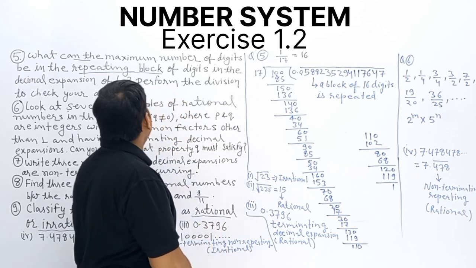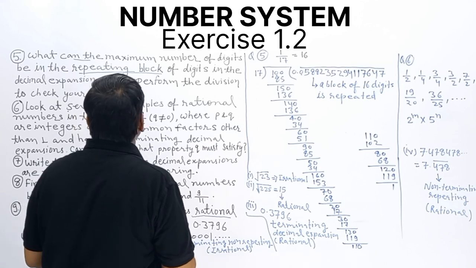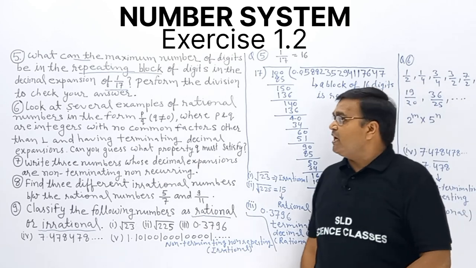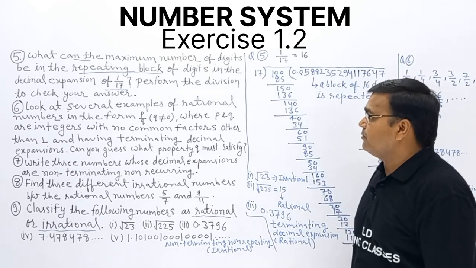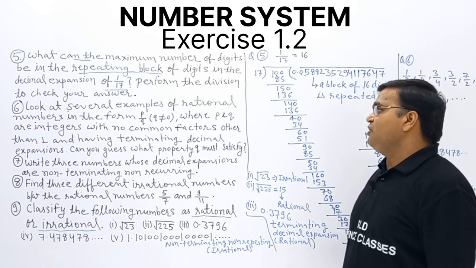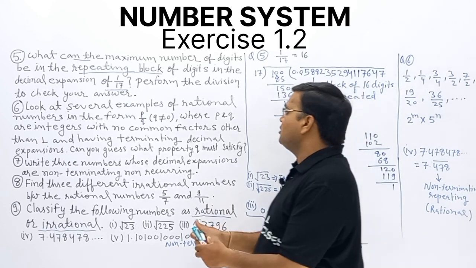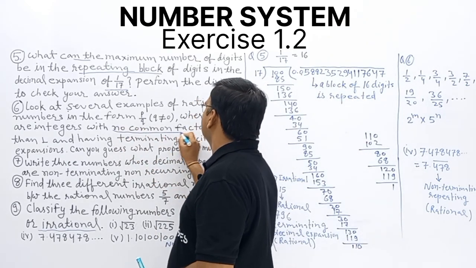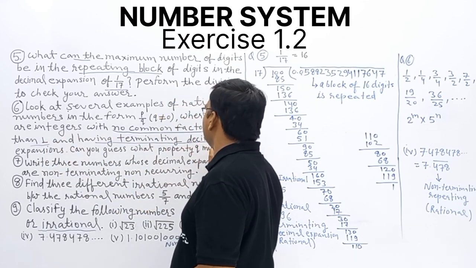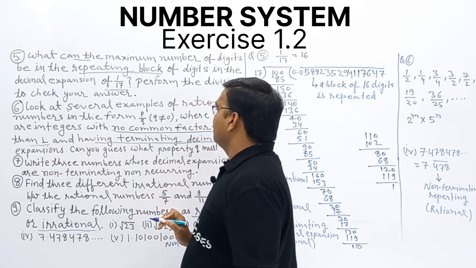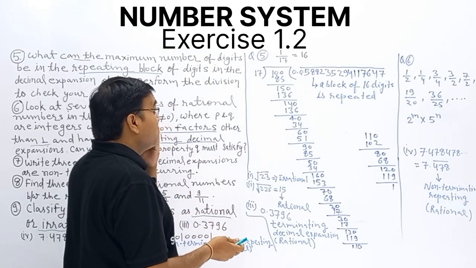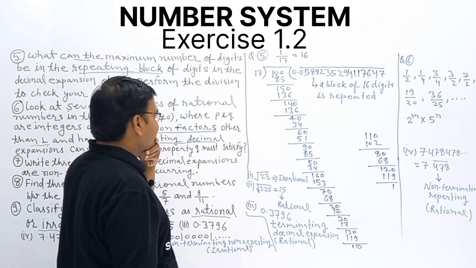Now the next question I am taking. What is the next question? Look at several examples of rational numbers in the form P upon Q, where P and Q are integers with no common factor other than 1, and having terminating decimal expansion. Listen. We want several examples.